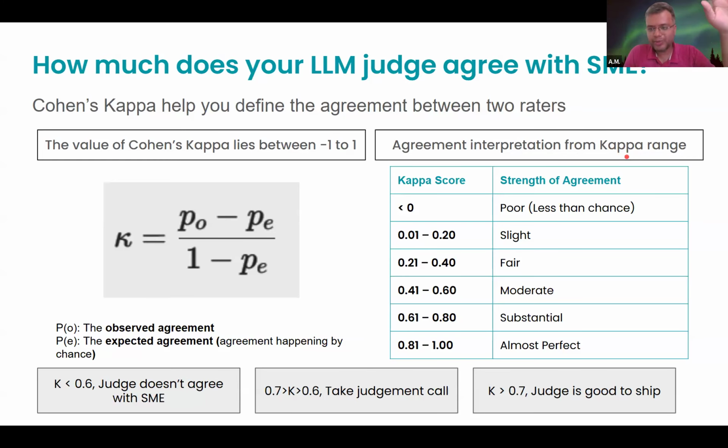Now, how do you basically calculate it? Right. So you calculate it, let's say, in the form of a ratio. The value lies between -1 and 1. So what actually happens is that this is a ratio: P0 minus PE divided by 1 minus PE. What is P0? P0 is the observed agreement, the 70% value that we talked about in the previous slide, right? What is PE? PE is nothing but an expected probability that we have to calculate.